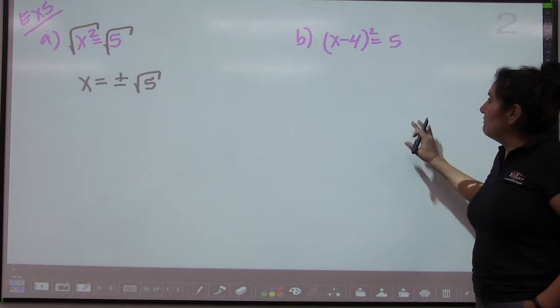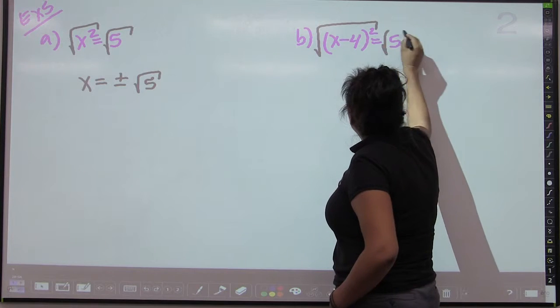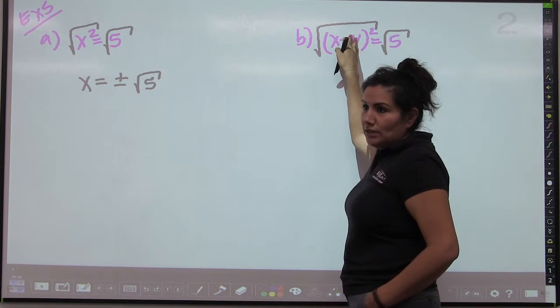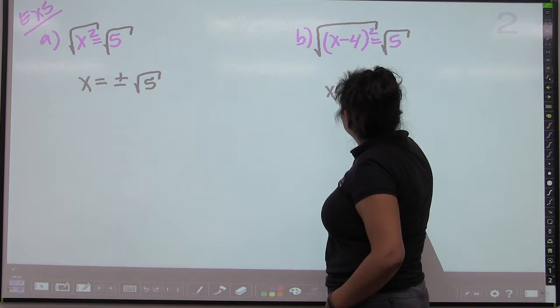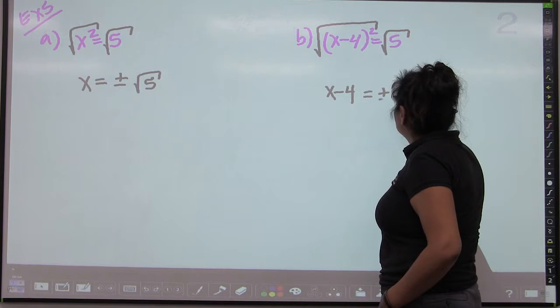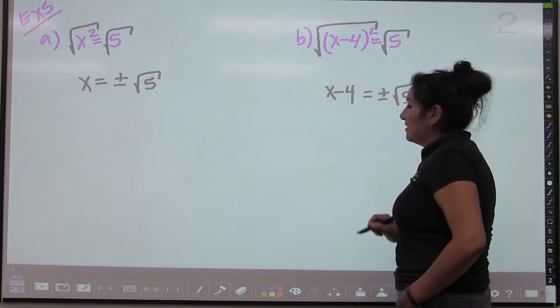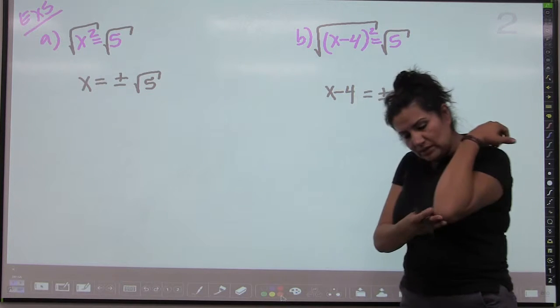All right, so then we have this guy, and same thing, because the squared part is already isolated. So now we're going to get x minus 4 because the square root will cancel, and you're going to have plus or minus root 5 again. But this time we haven't isolated x just yet. There's still something with the x. What's over there?